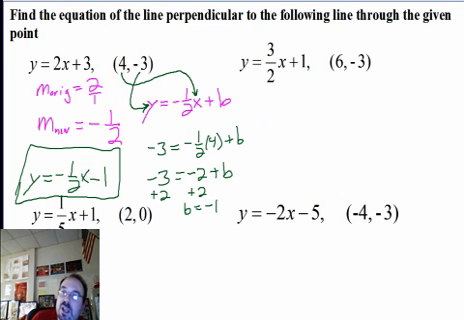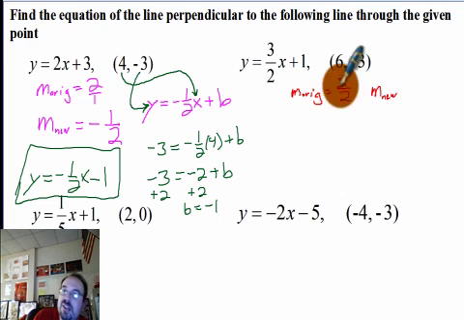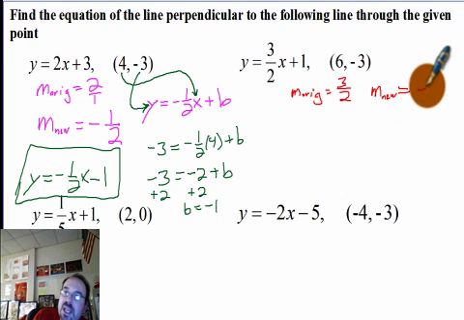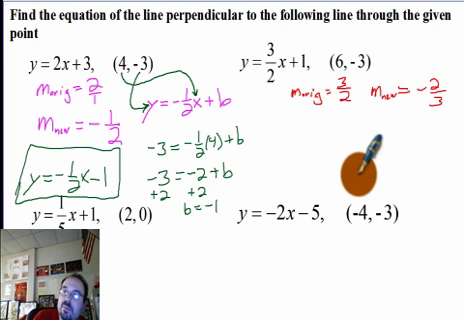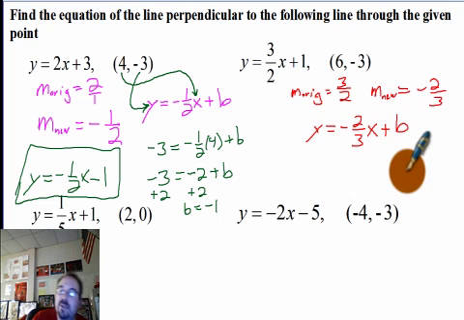Okay, so let's look at another one. My original slope is 3/2. So my new slope, if I flip it and change the sign, my new slope would be -2/3. So I have y equals -2/3 x plus b. And now I have to solve for b.